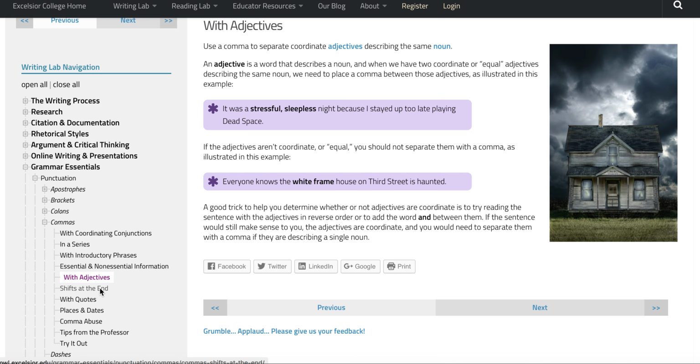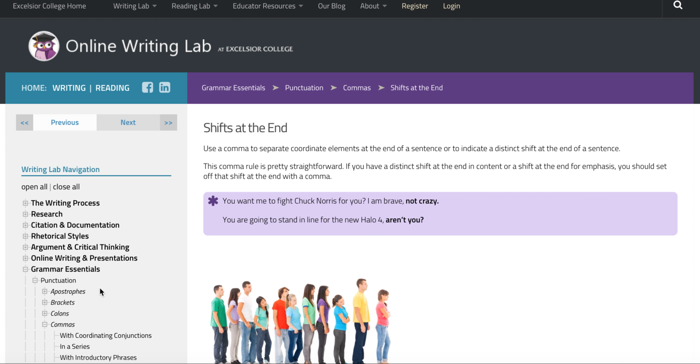You will also use a comma to note strong shifts at the end of a sentence. Again, I don't see a whole lot of this. You want me to fight Chuck Norris for you? I'm brave, comma, not crazy. So there is an example of what that is.